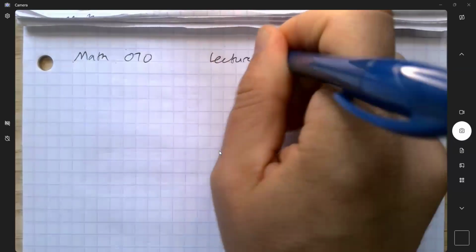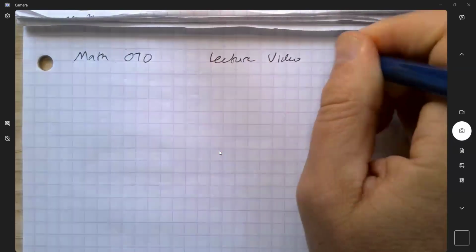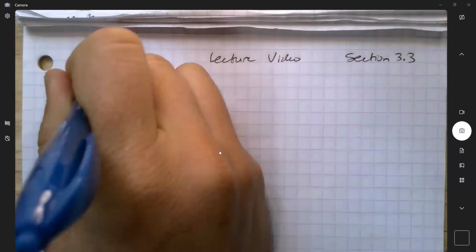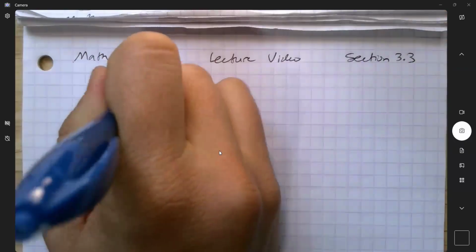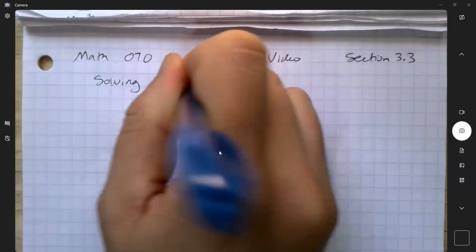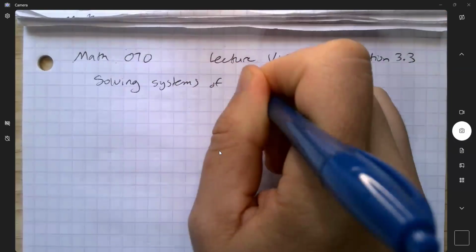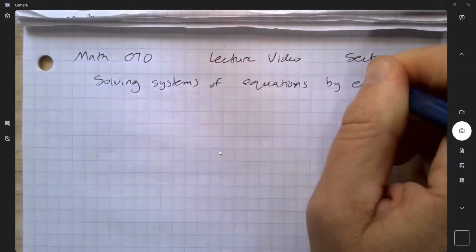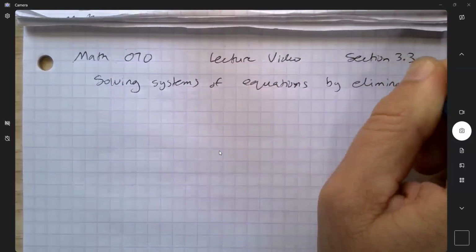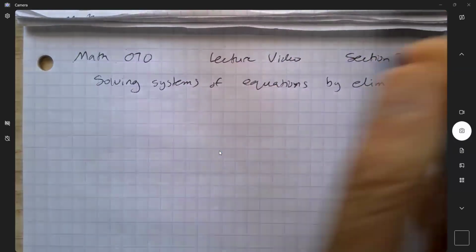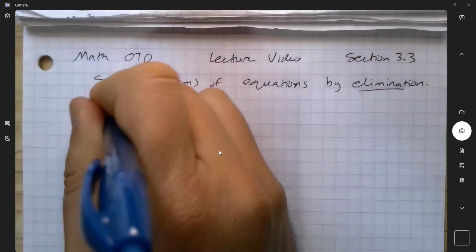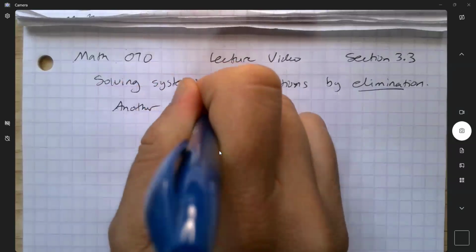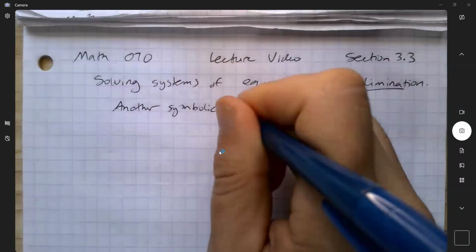This lecture video is on section 3.3, which is solving systems of equations by elimination. So this is another symbolic method. It will also always work for linear equations.